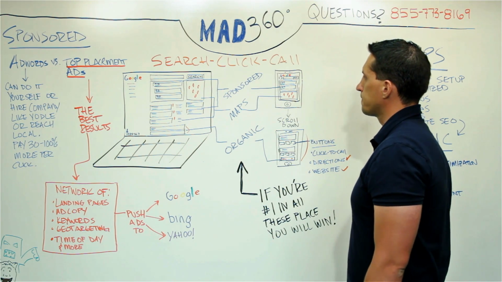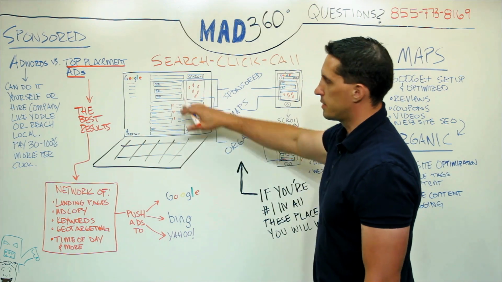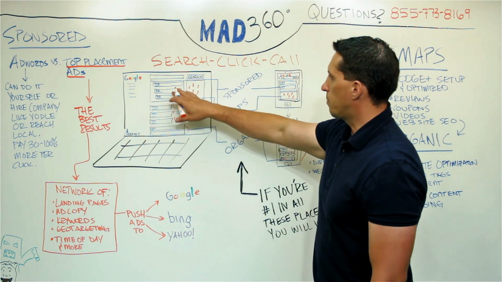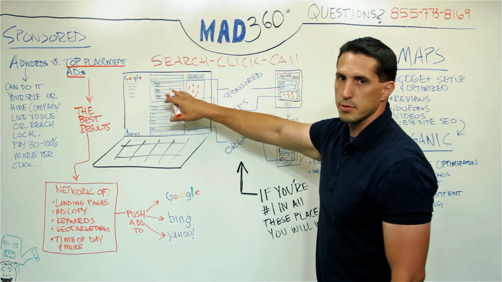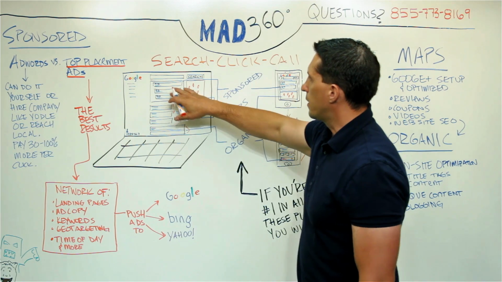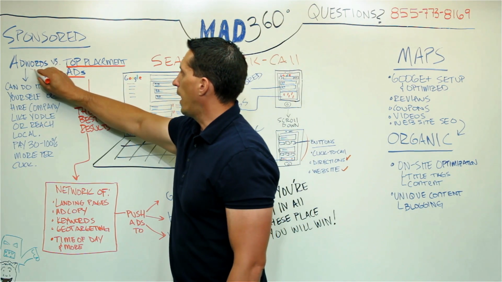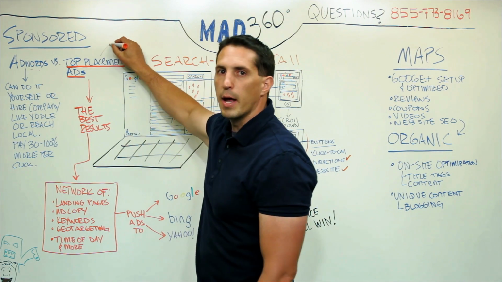Now the question is, how do you get to the top of these different areas? Let's talk about the sponsored area, because on both screens it's at the top. So how do you get there? Well, you can do two different things. You can do AdWords or you can do top placement ads.